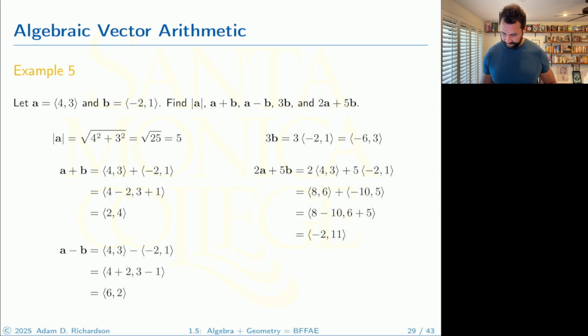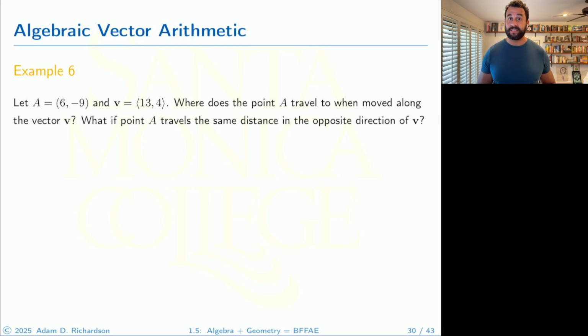Cool stuff. Okay, now one of the reasons vectors are nice is because it lets us do things like this. And we're going to see this again later when we start talking about transformations of graphs. We'll see that in chapter 2, if I remember right. So think about this question for a minute. Let A be the point 6, -9, and let V be the vector 13, 4. So my question to you all is, where does the point A travel when it's moved along the vector V? So basically, start at this point, move along this vector, where do you end up?